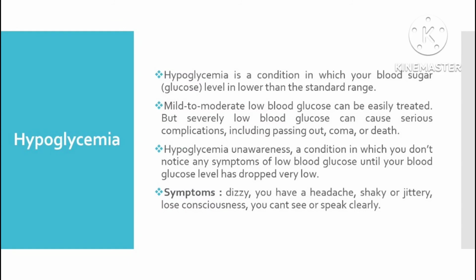The third disease is hypoglycemia. Hypoglycemia is a condition in which your blood sugar glucose level is lower than the standard range. Mild to moderate low blood glucose can be easily treated, but severe low blood glucose can cause serious complications, including passing out, coma, or death.